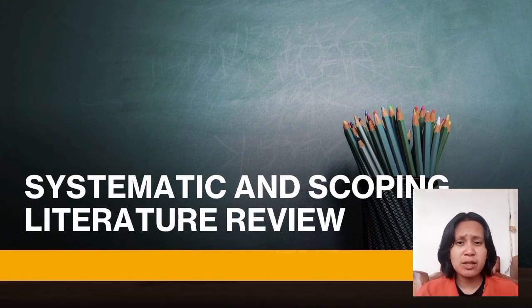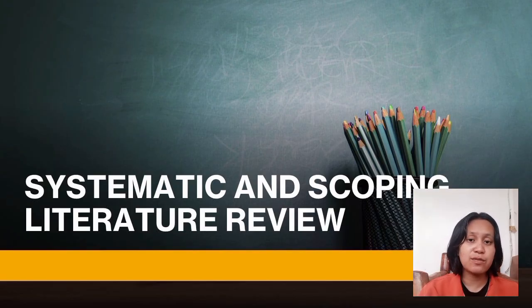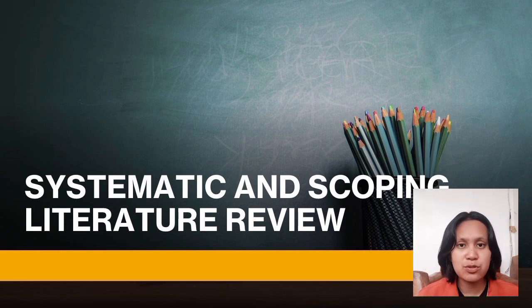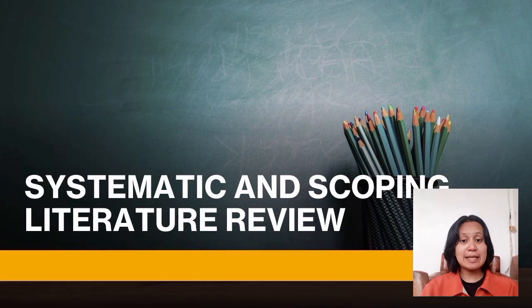Now, today we're going to discuss two types of literature review, which are the systematic literature review and scoping literature review. Both are ways researchers look at existing studies on a topic. But they are used for different purposes and follow different steps.